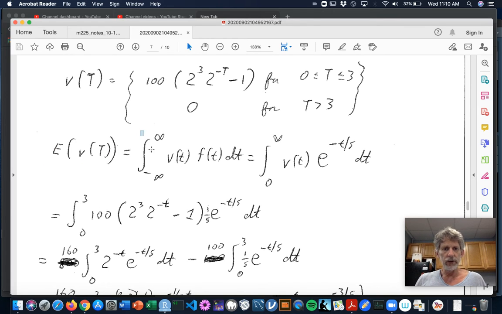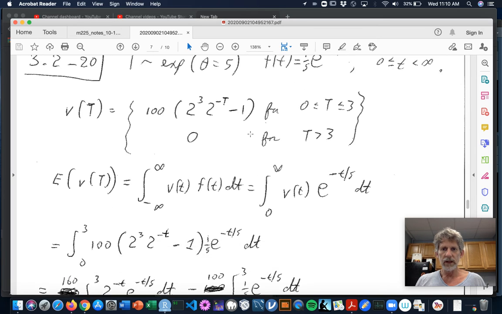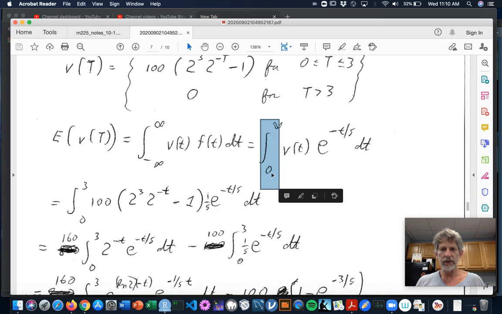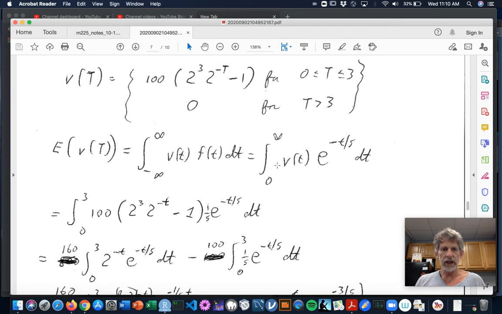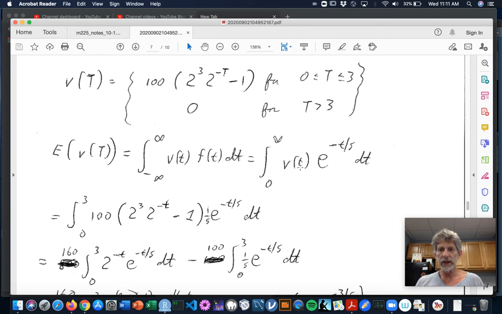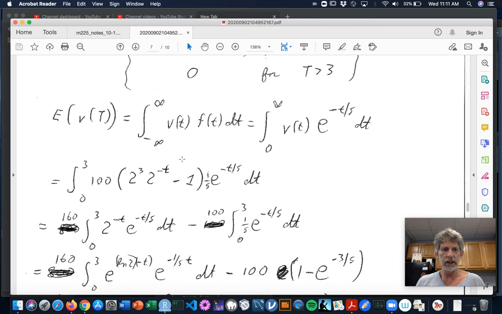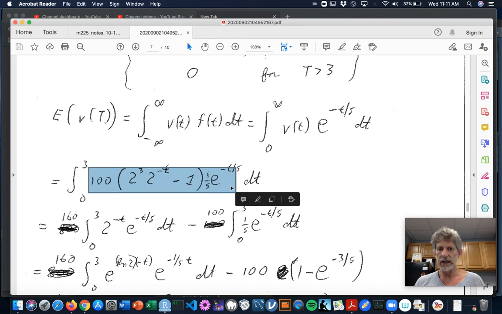And so I have to do the integral from minus infinity to infinity of v of possible time times the chance of getting that possible time. And the support of the exponential is only 0 to infinity, so I only have that range. And within that range, I've got that formula for f of t. And then I've got some thinking to do about v of t. Well, its support, as you can see from here, is only from 0 to 3. So I really only need to integrate from 0 to 3, and I've got the formula for v of t now.